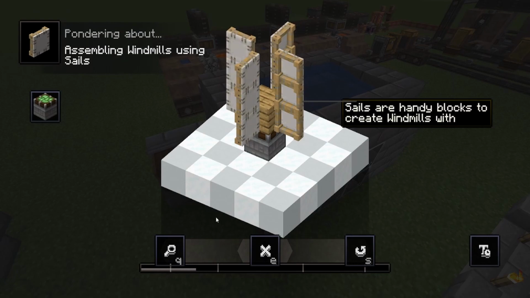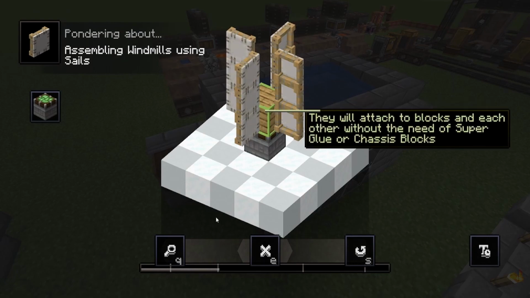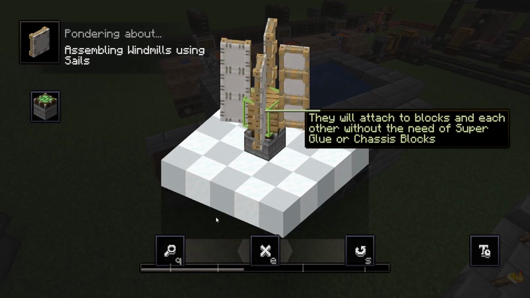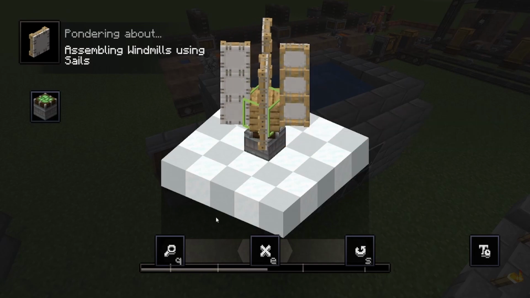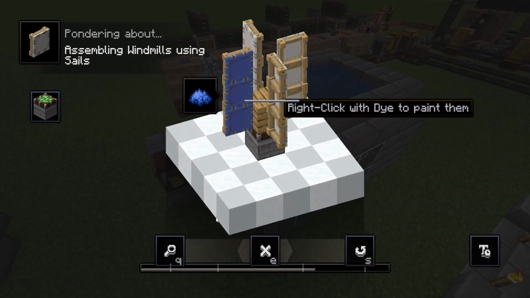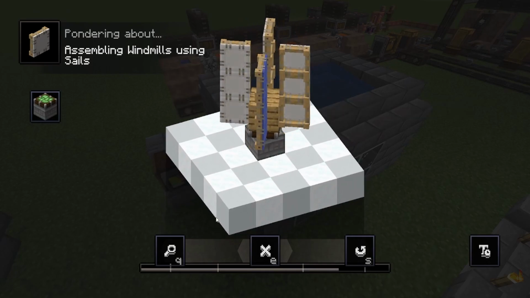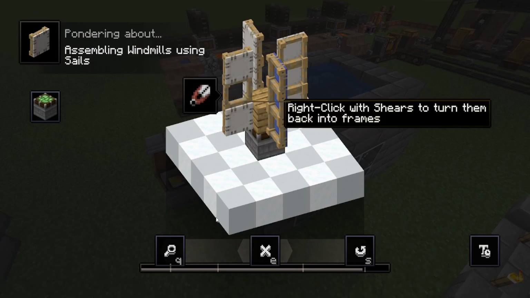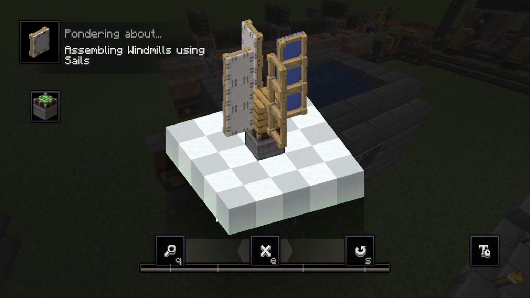Sails are handy blocks to create windmills with. They will attach to blocks and each other without the need of superglue or chassis blocks. Right-click with a dye to paint them. Right-click with shears to turn them into frames.